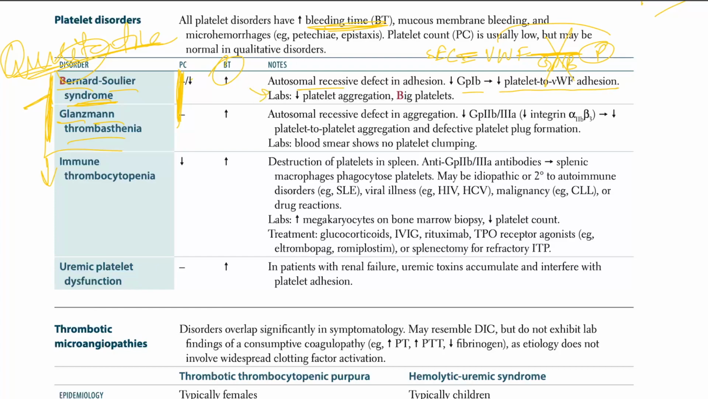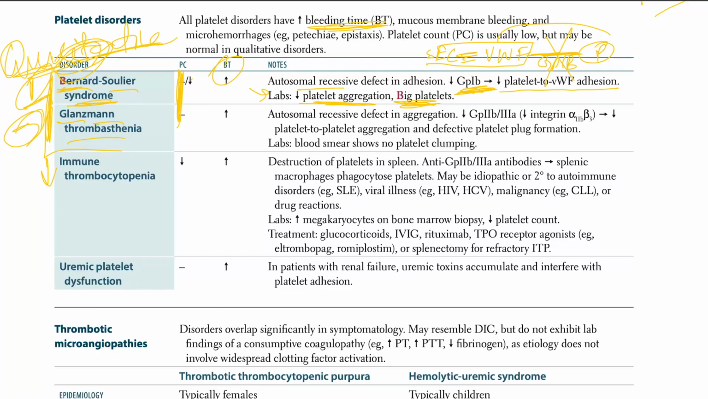So in labs, you will have decrease in platelet aggregation. Platelets can't aggregate because they can't even bind to this thing. And you will have big platelets. B for Bernard, B for big platelets. But the core issue is the first step of the adhesion, which was the GP1B. And that's what they mentioned in the first disorder.